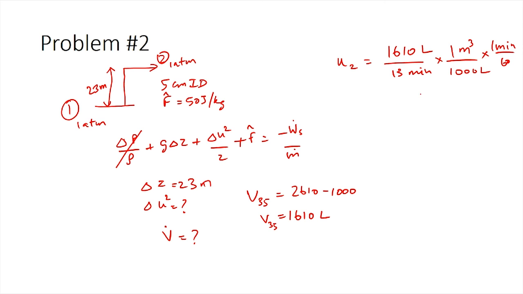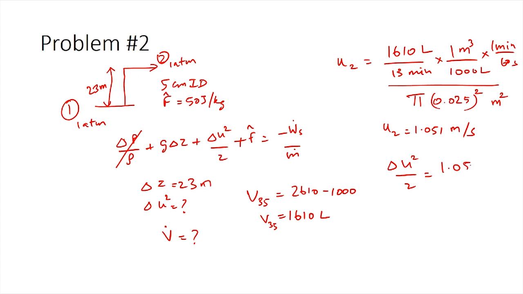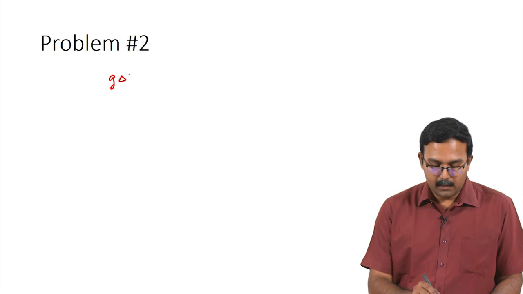So, this now gives you the volumetric flow rate in terms of meter cubes per second, and this can be divided by the cross sectional area, which would be pi r squared. R here would be 0.025 meters, because it is a 5 centimeter inner diameter. That means it is a 2.5 centimeter radius, and converting that to meters, we have 0.025 meters. From this we can calculate the velocity as 1.051 meters per second. So, we can calculate delta u squared by 2 as 1.051 whole squared divided by 2, which is equal to 0.552 joules per kilogram.